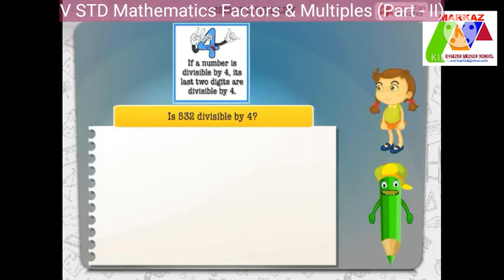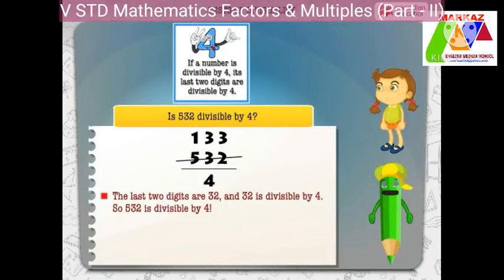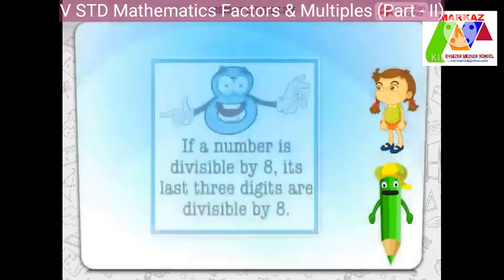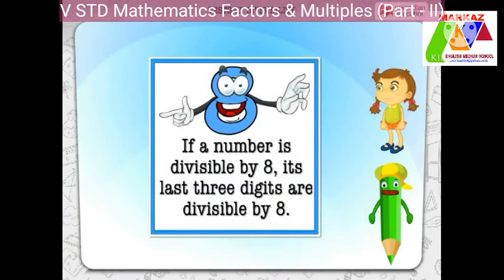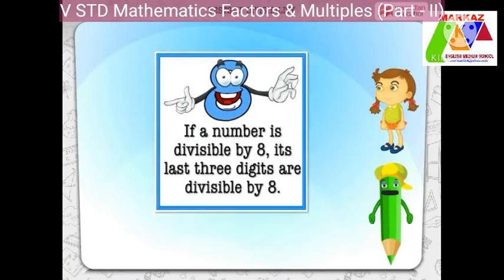Is 532 divisible by 4? The last two digits are 32, and 32 is divisible by 4. So, 532 is divisible by 4. If a number is divisible by 8, its last three digits are divisible by 8.